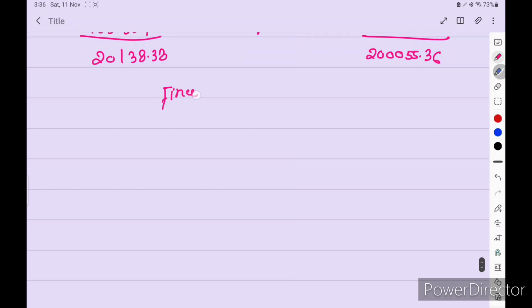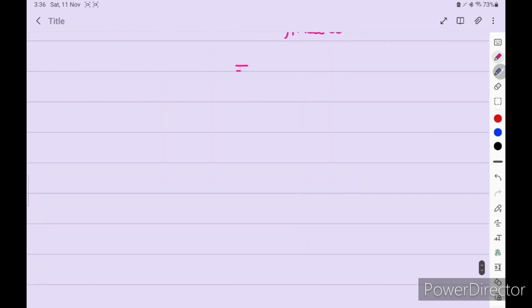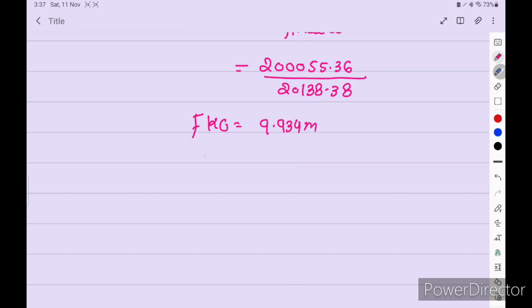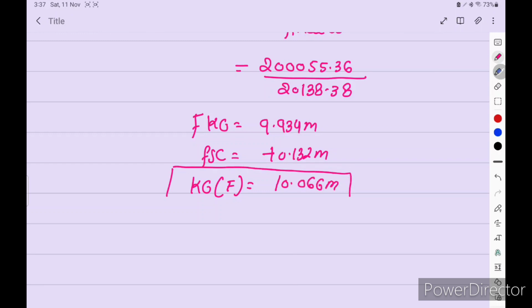Okay, so final KG is equal to final vertical moment upon final displacement, so is equal to 200,055.36 divided by 20138.38. So final KG is equal to 9.934 meter. FSC is equal to plus 0.132 meter. Okay, so KG fluid is equal to 10.066 meter. So this is our answer.